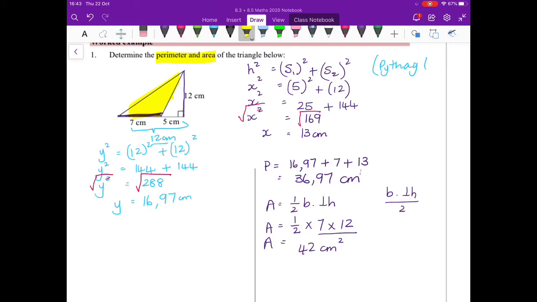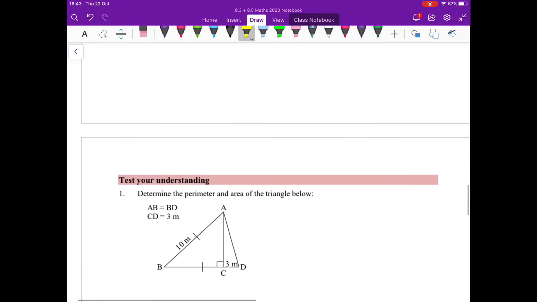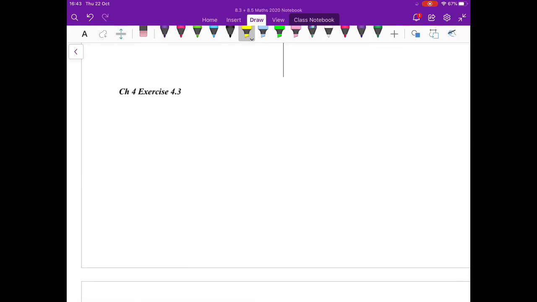Area is two-dimensional. I would like you to do the test your understanding. If you're skipping that, there is practice with exercise 4.3.